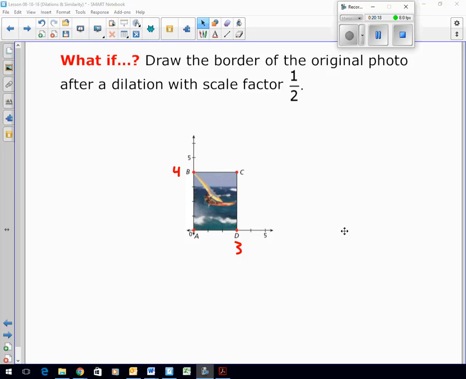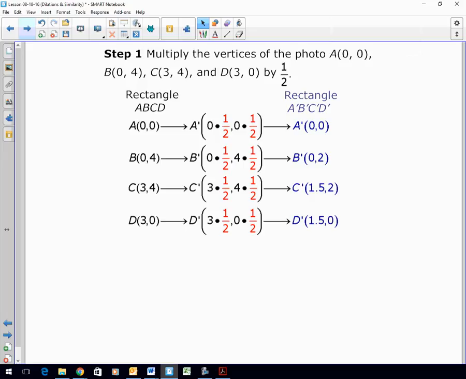Smaller rectangles. Yeah. What's our process involved here? Multiply everything times 0.5. Multiply everything times 0.5. Multiply everything times 1/2, right?